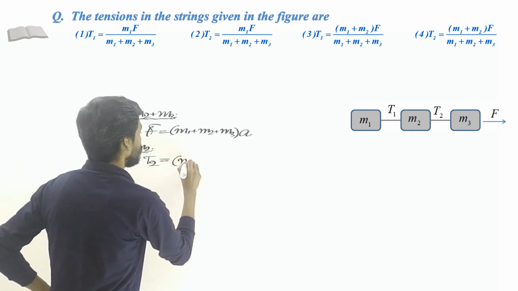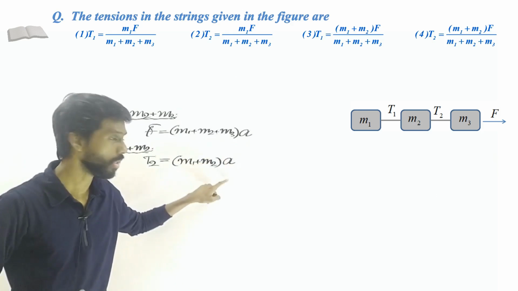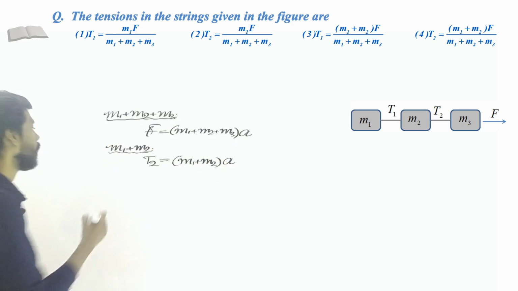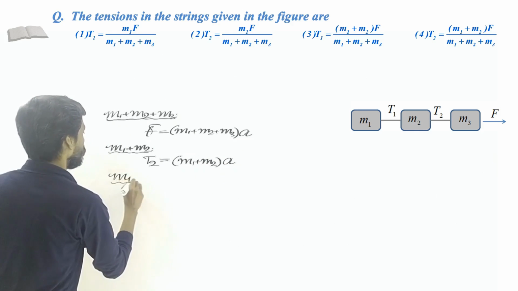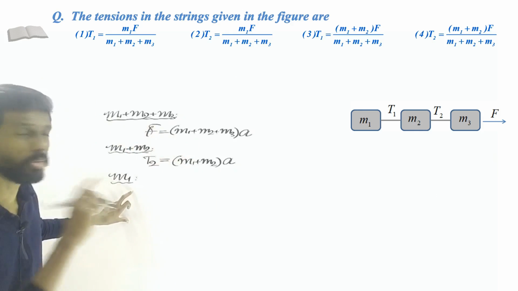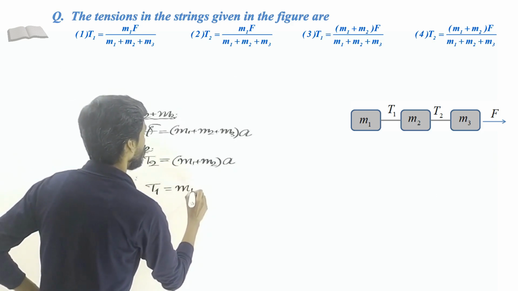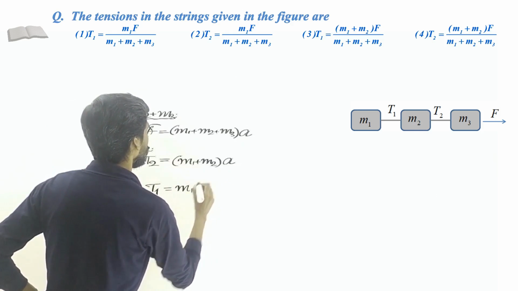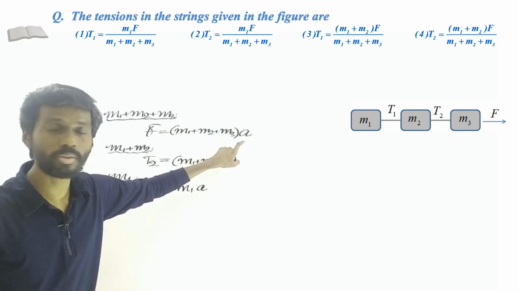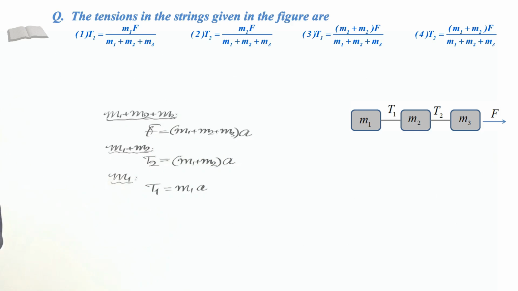What is the mass here? M1 plus M2 multiplied by the acceleration. Same acceleration because all the blocks move together. So this is T2. Now we have to find T1. For that we will consider only the mass M1. What are the forces acting on only the block M1? That is T1 in this direction. So T1 equals mass times acceleration, M1 multiplied by the acceleration A, same acceleration. We want to find T1 and T2, and the acceleration is known already, equal to F divided by this. So that can be substituted to get our required values of T1 and T2.